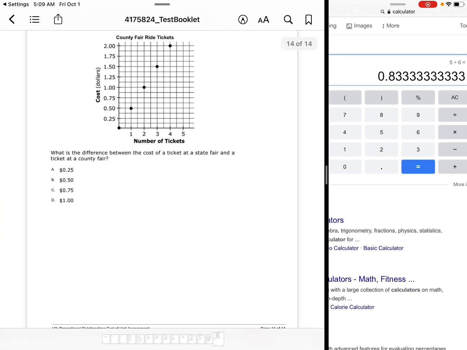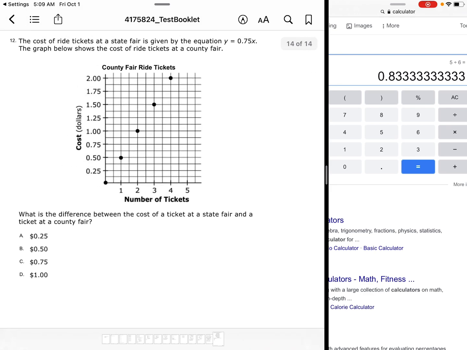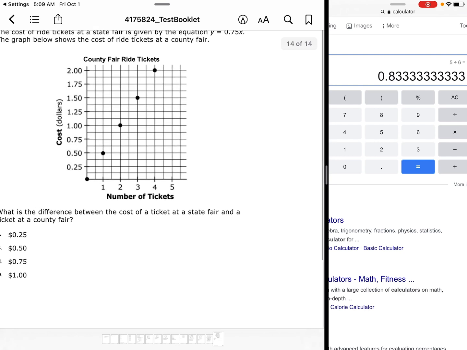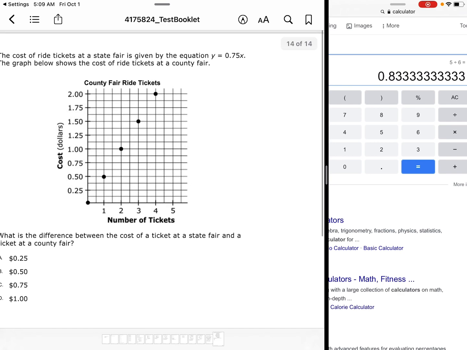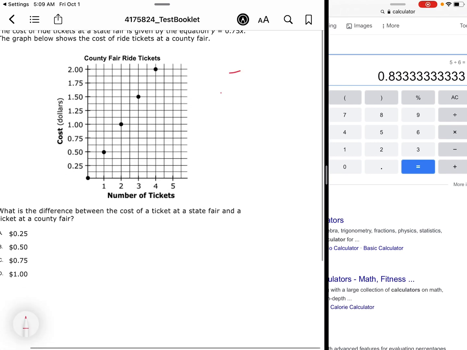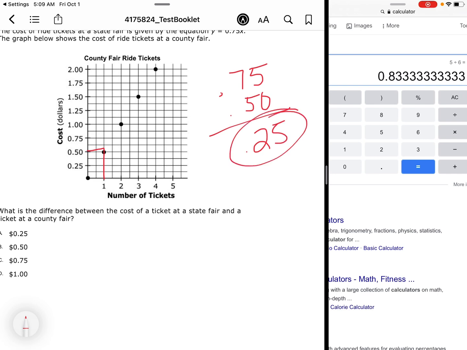All right, what is the difference between the cost of a ticket at the state fair and at the county fair? Well, I know I have equation 75 cents for the state fair, and I know it costs 50 cents for the county fair, so it's 25 cents is the difference.